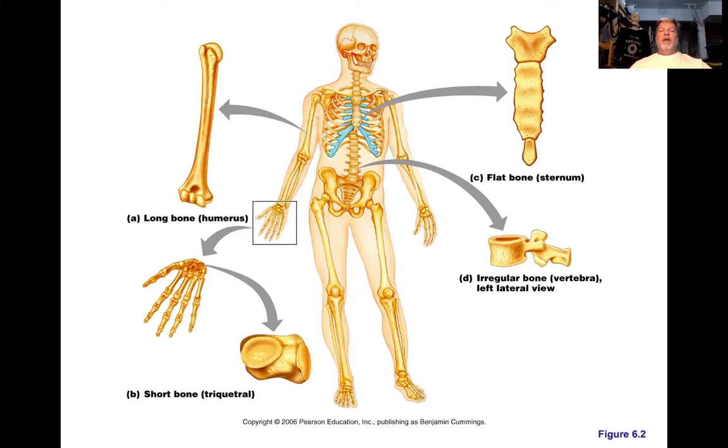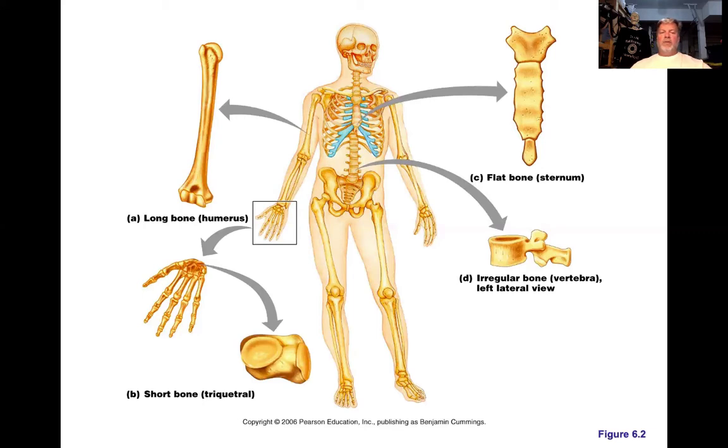So support, protection, and movement. It's going to provide levers so you can move. That's where we tie into the muscles. The next function is mineral storage. So this is a reservoir for minerals, especially calcium and phosphorus. Finally, we have blood cell formation. This is known as hematopoiesis, also known as hemopoiesis. This occurs within the marrow cavities of the bones.